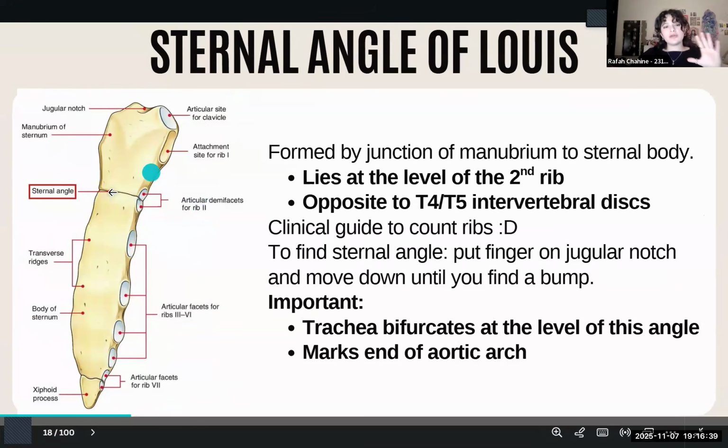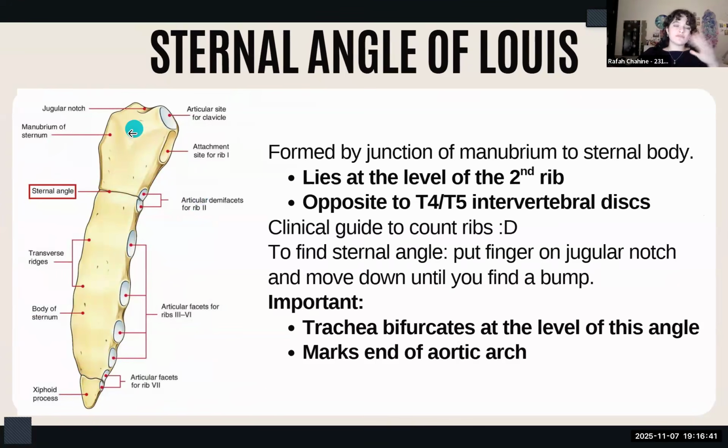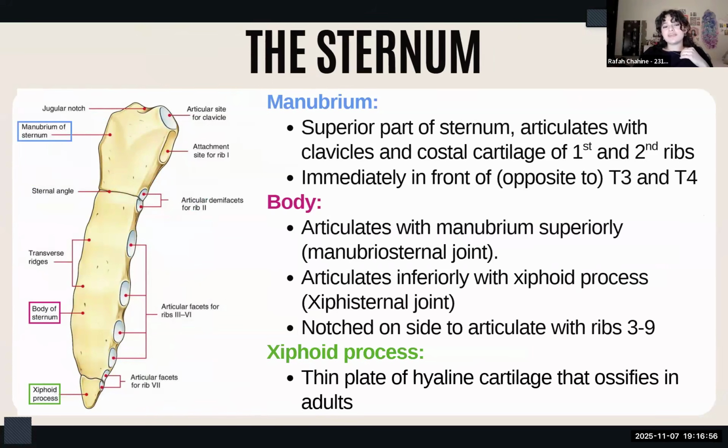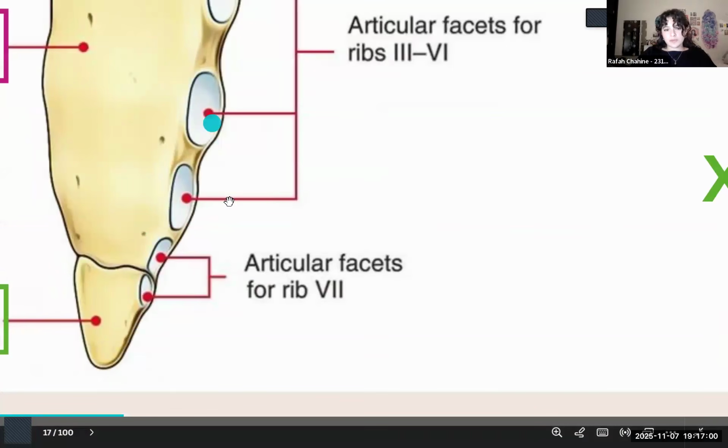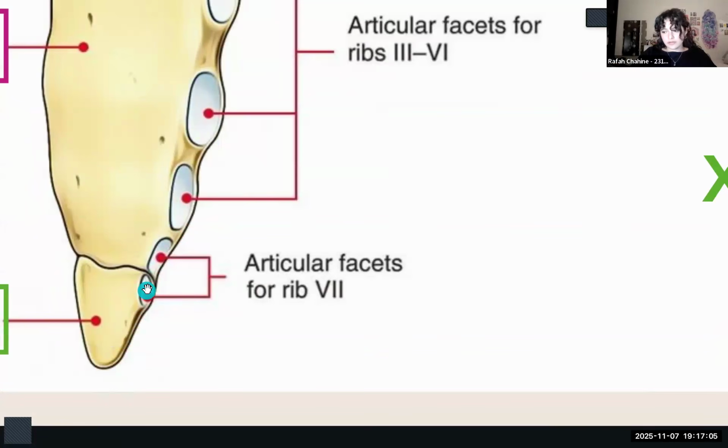Now for the sternal angle of Louis. The sternal angle of Louis, you can feel if you go from your jugular notch and continue downwards, you're going to feel this kind of bump. That's your sternal angle of Louis. Why is this very important? Because it helps us count ribs, okay? Rib number 7 has demifacets, okay? So if you look closely, this is the body of the sternum, and this is the xiphoid process. There's a demifacet here and a demifacet here. So rib number 7 attaches to both the body and the xiphoid process.